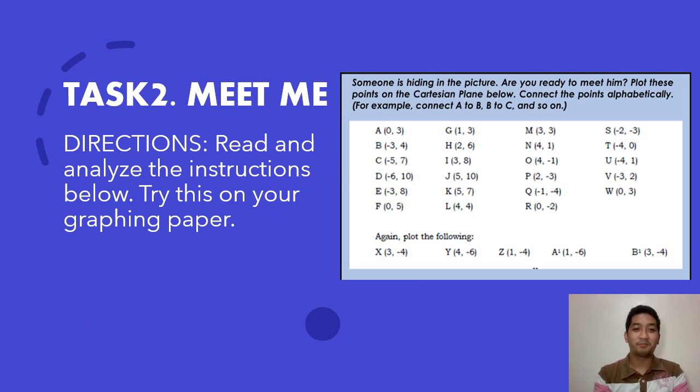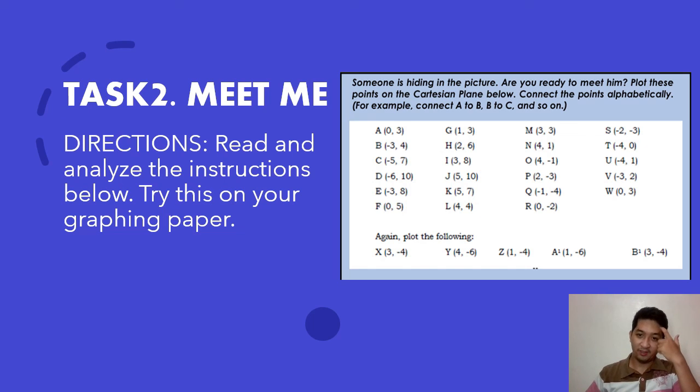Let's go with task 2. Meet me. Okay, so read and analyze the instructions below. Try this on your graphing paper. Okay, pwedeng doon sa likod nung kanina. Now, someone is hiding in the picture. Are you ready to meet him? Plot these points on the Cartesian plane below. Since wala tayong Cartesian plane available, yung graphing paper kanina, gamitin. Connect the points alphabetically. For example, connect A to B, B to C, and so on.